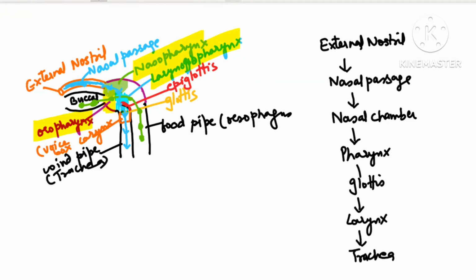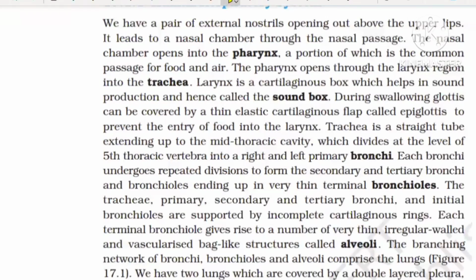Now we will see the NCERT. Now see the NCERT line carefully. We have a pair of external nostrils opening out above the upper lip. I think you can imagine it also. It leads to the nasal chamber through nasal passage. It means the sequence is first external nostril, then nasal passage and then the nasal chamber.